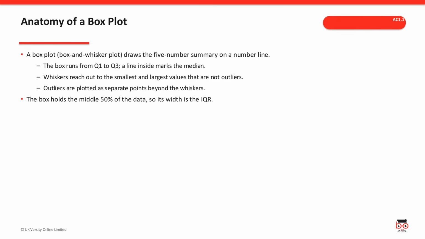A box plot draws that 5-number summary onto a number line, and once you know how to read it, you can size up a dataset in seconds. The box runs from Q1 to Q3 with a line inside marking the median. The whiskers stretch out to the smallest and largest values that aren't outliers, and any genuine outliers get plotted as separate points. Because the box spans Q1 to Q3, its width is exactly the interquartile range.